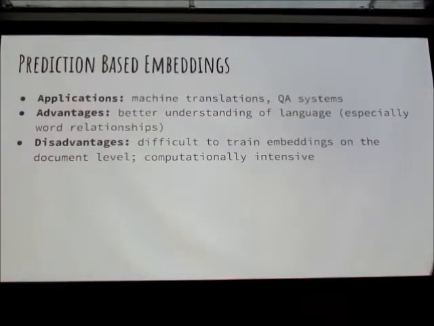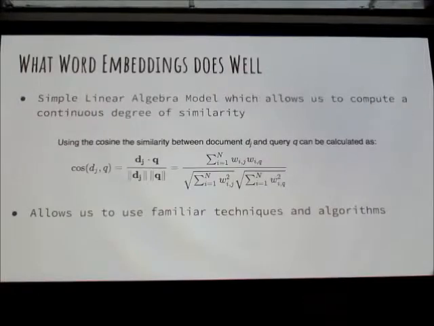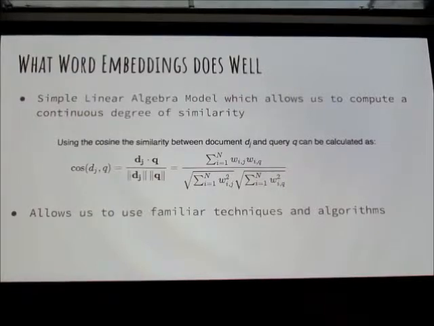But on the bright side, there's a lot of open source embeddings out there which you can use, with the disadvantage being they're not customized to the specific problem that you're trying to solve. So in general, word embeddings are well regarded. They're considered to be one of the great advancements in machine learning over the past 10, 20 years. They do many things well, and most of their strengths lie in their construction of the algebraic model. This simple model allows us to compute a continuous degree of similarity.